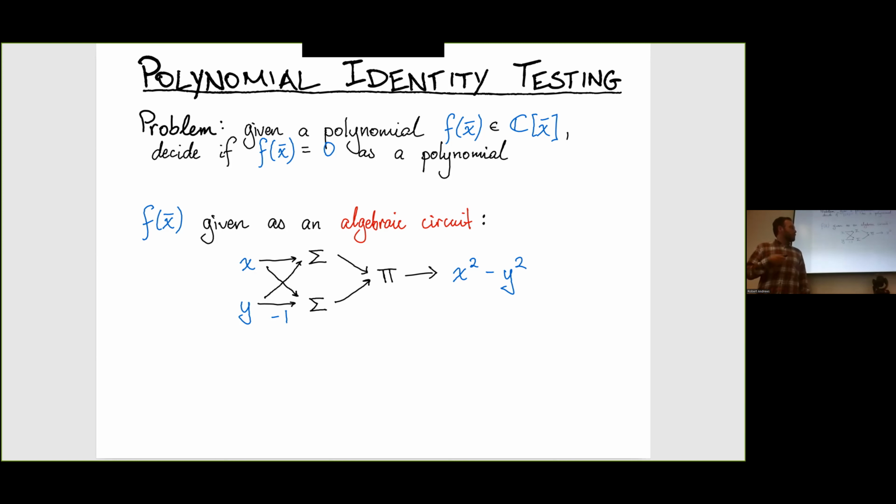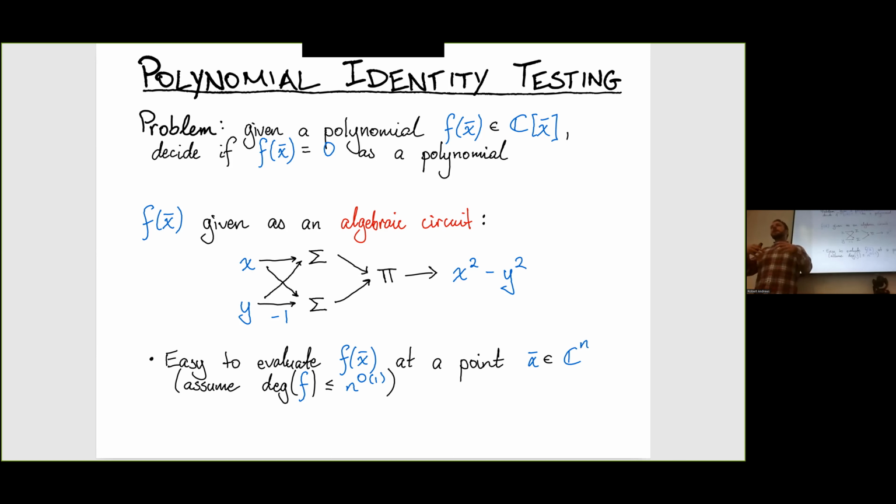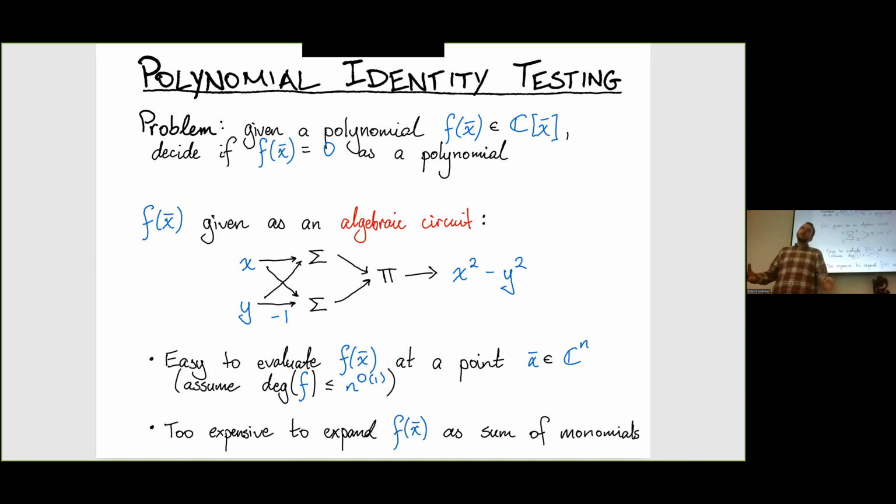Now, there are 2 points that I want to emphasize about this. The first is that you can do something with this representation. You can evaluate the circuit. So you can take this polynomial, query it at some points, and see what kinds of evaluations you get. So you can do something, but you can't just take the circuit and write the polynomial as a sum of monomials. Doing that will take exponential time in the worst case. So you can't do this trivial algorithm where you expand out the polynomial.